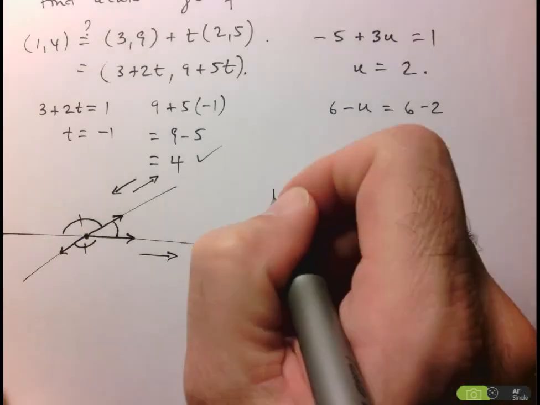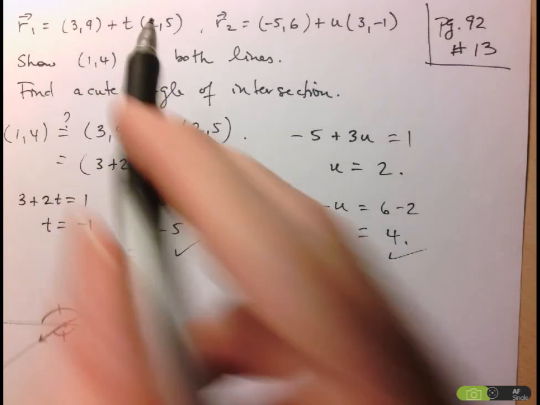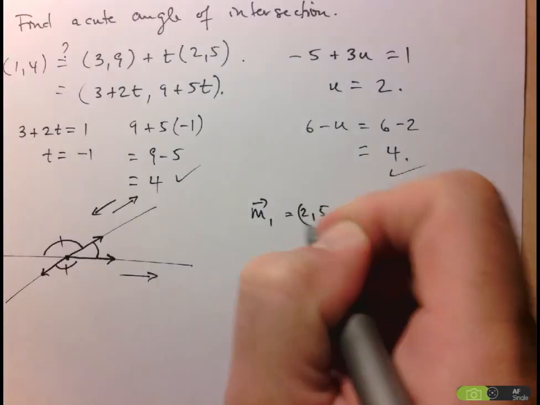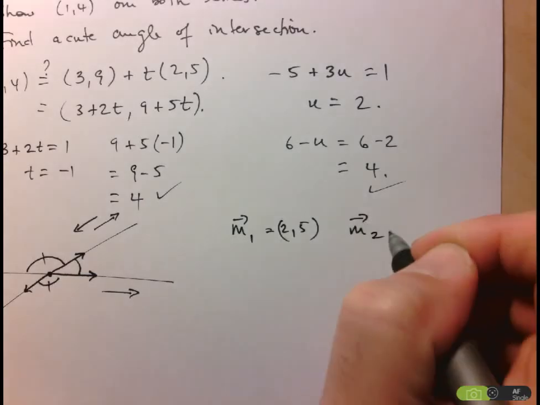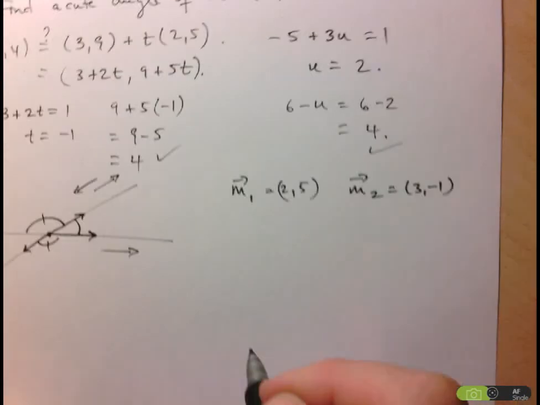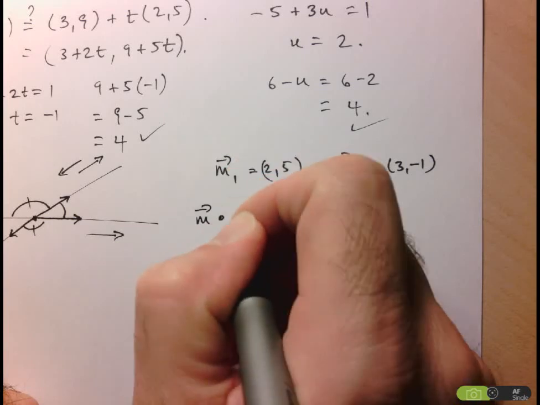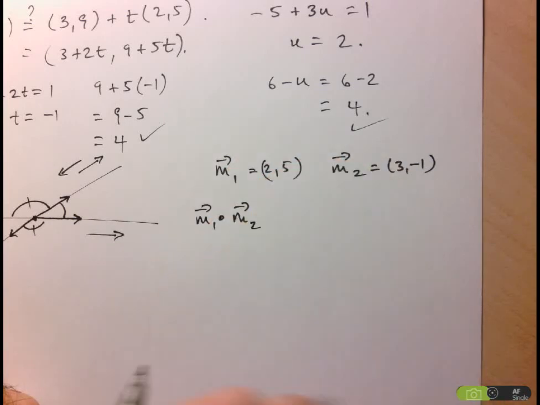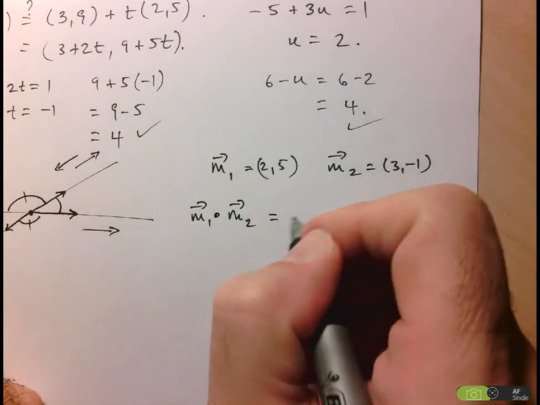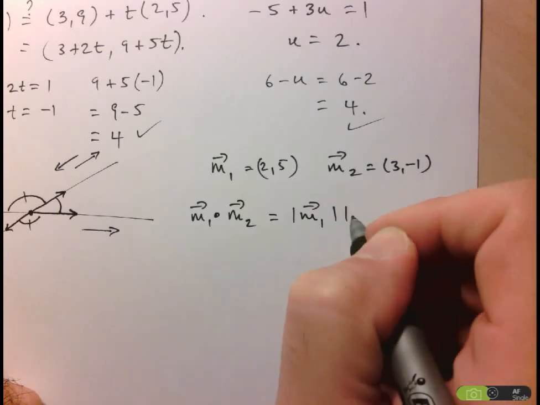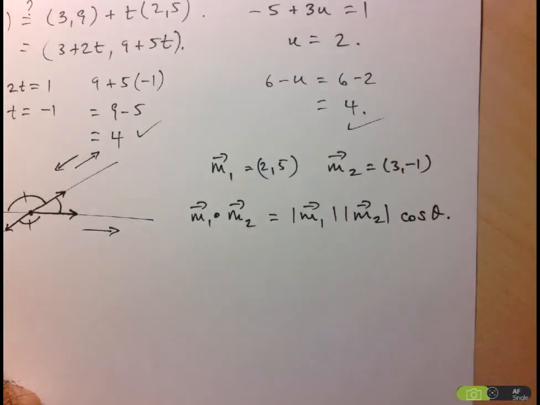Okay, so direction vector 1 here was what multiplies the t, so (2, 5). And direction vector 2 is (3, -1). And we do this by using both the algebraic and geometric definitions of the dot product. So on the left, I'm going to use the algebraic, and on the right, I'm going to use the geometric definition of the dot product, because this contains the angle between our two vectors.